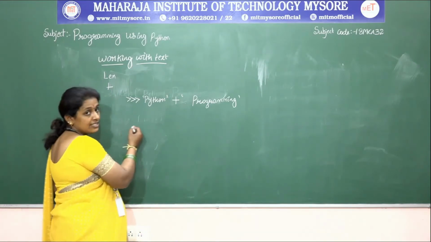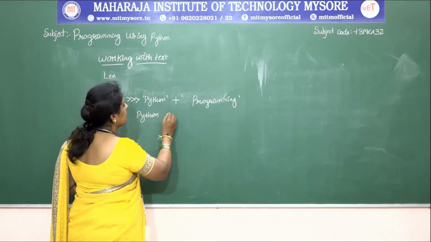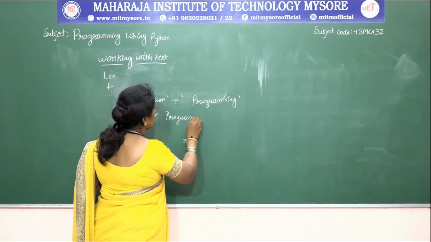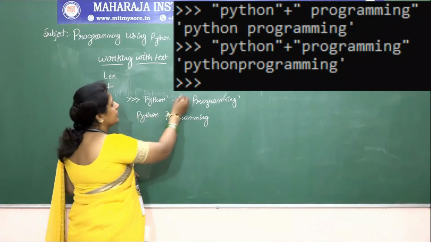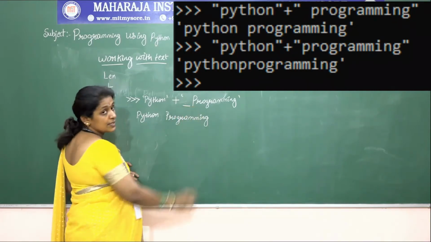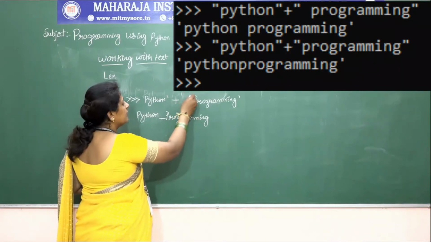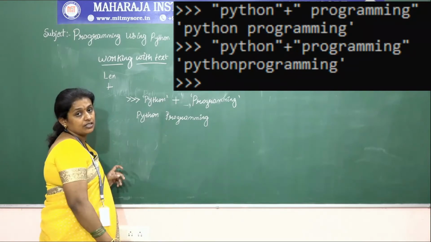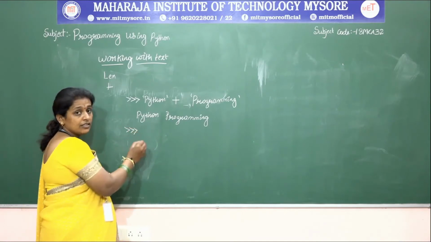So I will get the output as Python programming. You need to observe that here I have given a space, so that you will get a space here. If I had just quoted without the space, you won't get any space. These two will get merged. Let's give one more example.